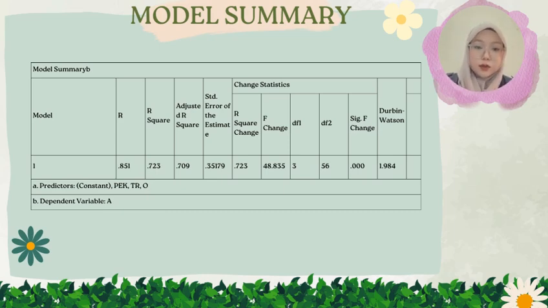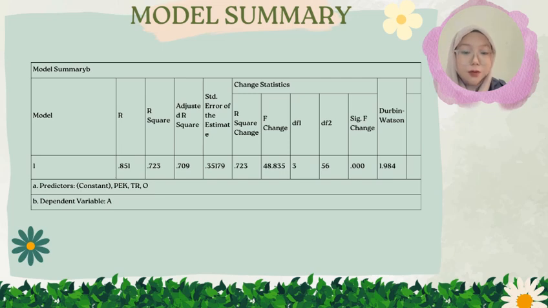The adjusted R2 value of 0.709 accounts for sample size and variables. Confirming the model's reliability, the correlation coefficient of 0.851 highlights a strong positive linear relationship between independent and dependent variables. Key statistics include an F-change value of 48.835 and a significance F-change of 0.00, confirming the model's statistical significance.